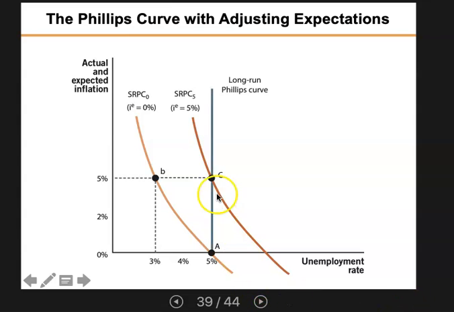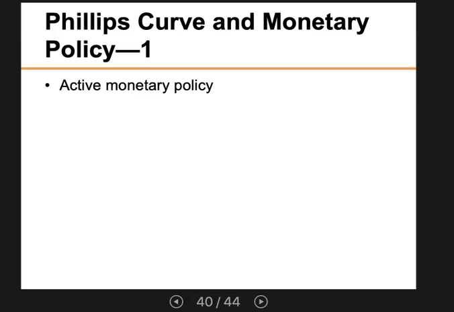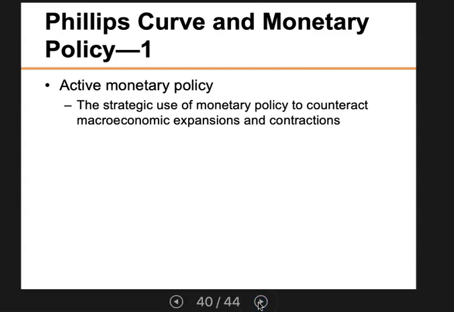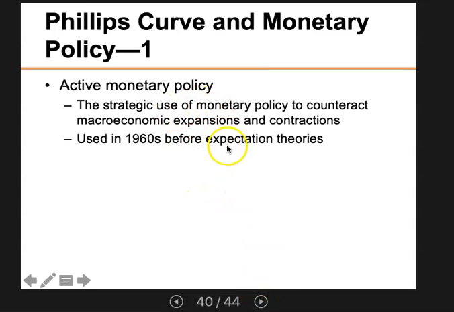Now, that is the new long-run Phillips curve, right? So you can see that it has several short-run Phillips curves. All right, now, if expectations are adaptive, this policy reduces the unemployment rate in the short run, but eventually expectations adjust, and then the central bank has to increase inflation again just to stay ahead of the adjusting expectations. So the strategic use of monetary policy to counteract macroeconomic expansions and contractions is active monetary policy, right?